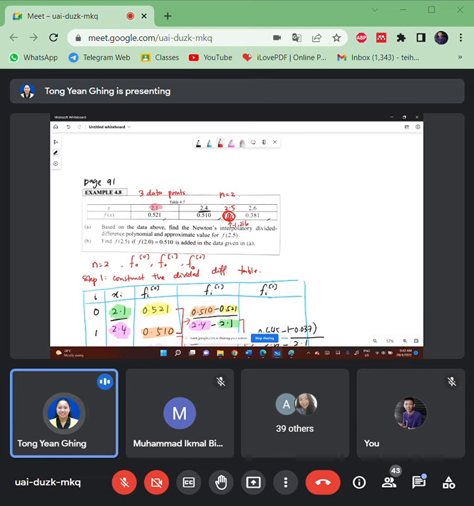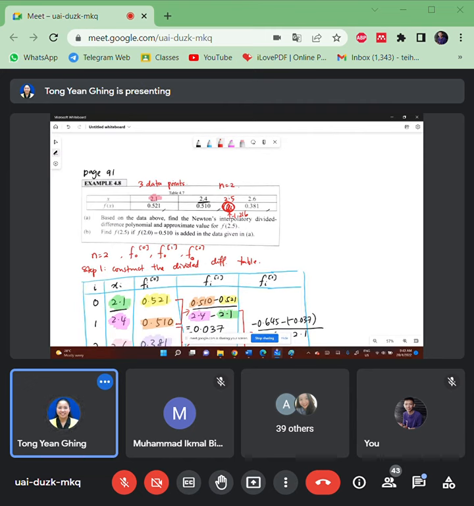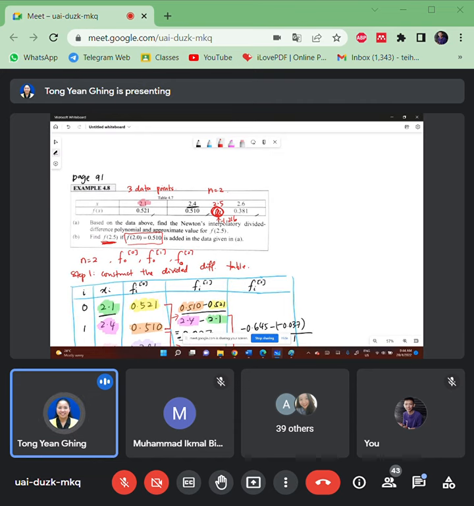Okay, now we do B. It said that find the value of y when x is 2.5 if this value is added. Tambah masuk dalam ni. Now we have 4 data point. So maybe I write the new table lah. Okay, I write a new table.